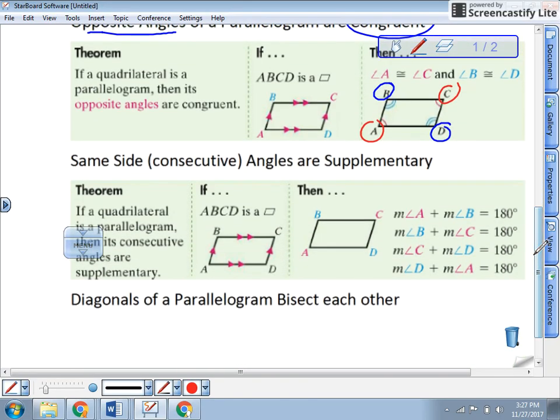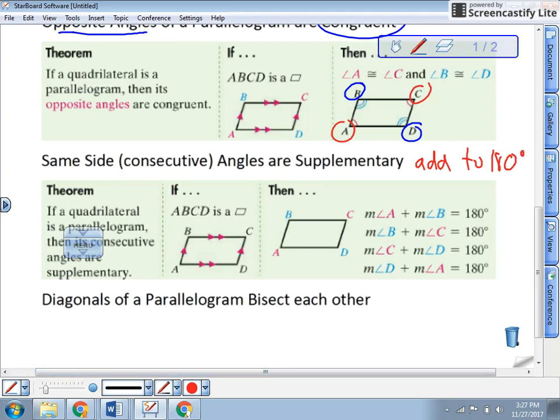Next one, same side angles, or sometimes they call them consecutive angles, are supplementary. Well, wait, what does supplementary mean? It means they add to 180 degrees. So we look at same side angles. We've got a bunch here. And if I look at angle A, what angle is on the same side of it? Well, angle B is on the same side of that. And so is D, and we'll talk about that, but angle A plus B equals 180. Any angles that are on the same side add up to 180.